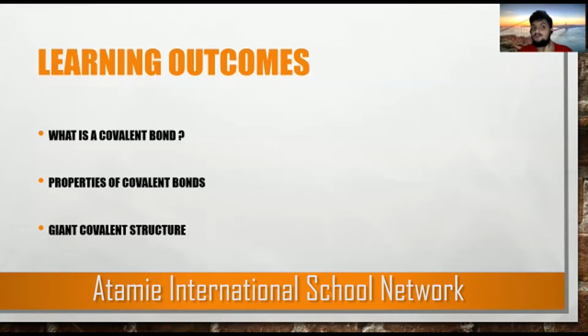The learning outcomes from this video will be: you will understand what a covalent bond is, how to find out that a particular compound has covalent bonding, and the properties of covalent bonds. There are different types of covalent bonds, in atoms and in compounds. There are so many things. You will find out all of the properties that you need, and we will also talk about giant covalent structures, which is another extension that we see in covalent compounds.